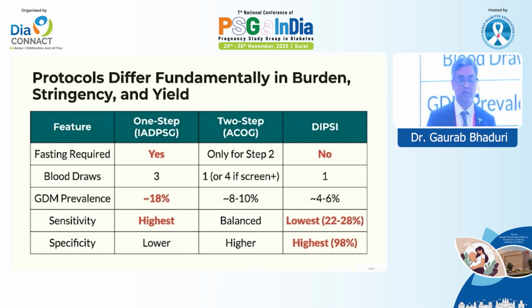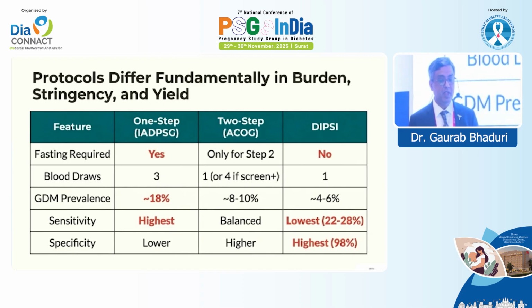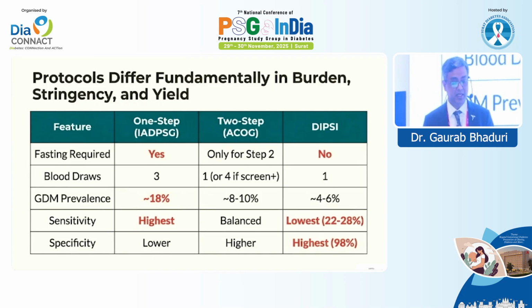The GDM prevalence is about 18%, highest with 1-step, and about 4 to 6% with DIPSI, lowest, and in between, about 8 to 10% in the 2-step. The sensitivity is highest with the 1-step and lowest with DIPSI. Again, DIPSI has the highest specificity versus the lowest one with the 1-step procedure.